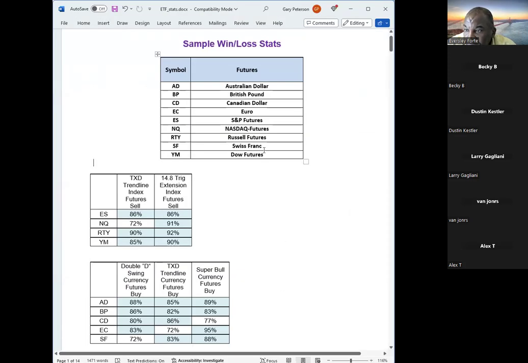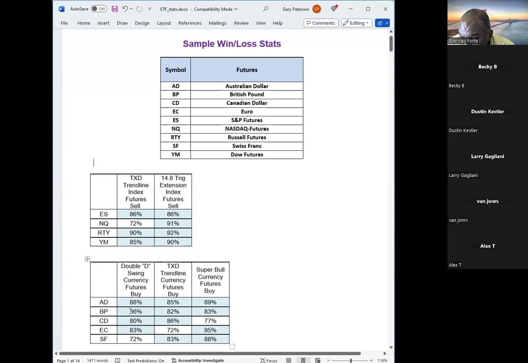These are the futures we trade. This is a sampling of some of the win-loss stats. We have about 10 strategies which we trade for the currency futures, and then some for the index futures also. If it's in light blue, it means it's 80% or higher. We had a couple of these sell signals in the last week or two on the indices. We had one this past week that hit on Friday with the trigger extension sell. Actually, it was on Russell futures.